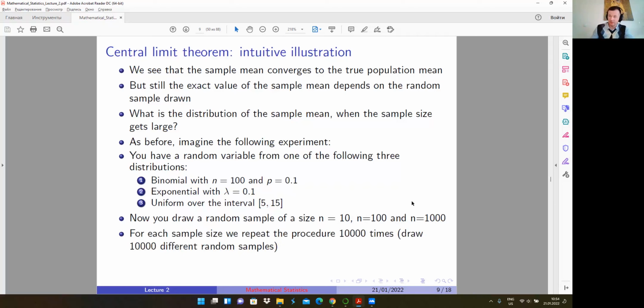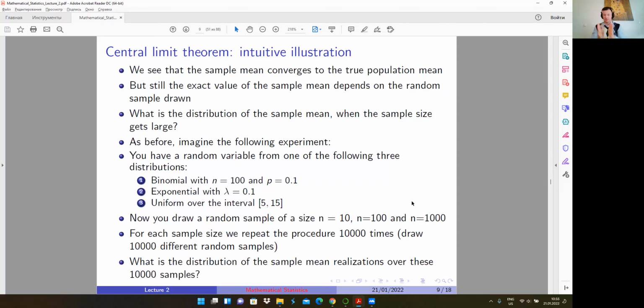I repeat the calculation of a sample mean 10,000 times. I will draw 10,000 random samples. And for each sample, I will calculate the sample average. And then I will build a distribution of those sample averages. So what would be this distribution?